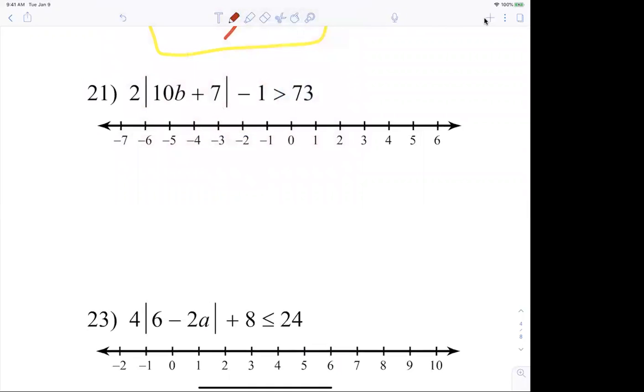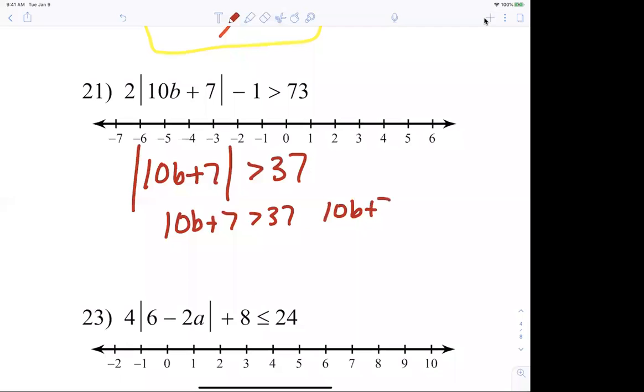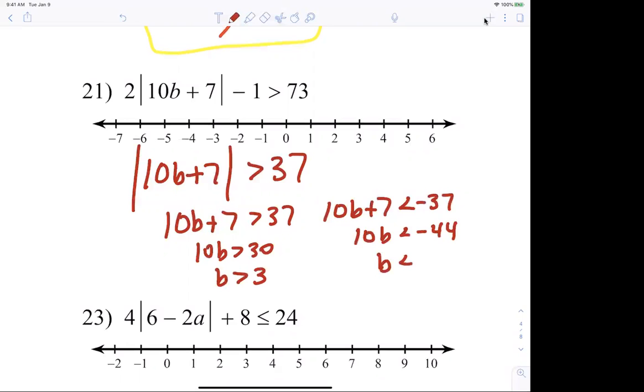Add 1, divide by 2. So 10b plus 7, 74 divided by 2 is 37. So now 10b plus 7 is greater than 37, or 10b plus 7 is less than negative 37. 10b is greater than 30, so b is greater than 3. Or b is less than negative 44, so b is less than negative 22 fifths.